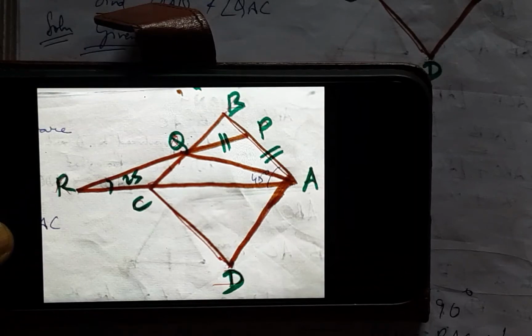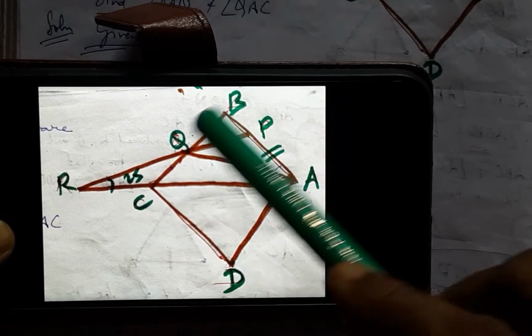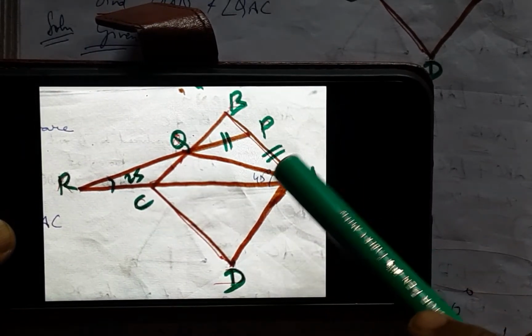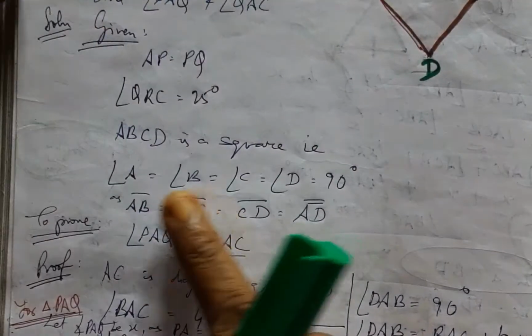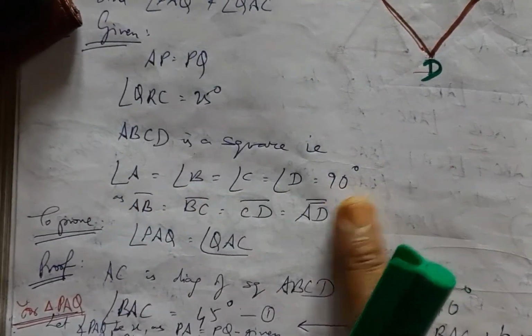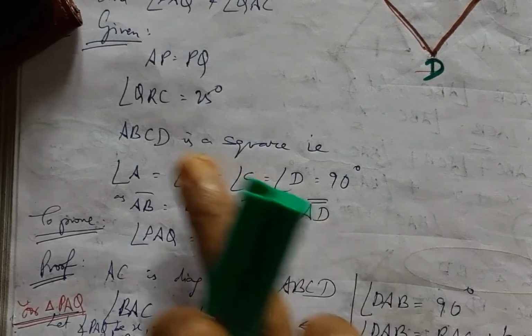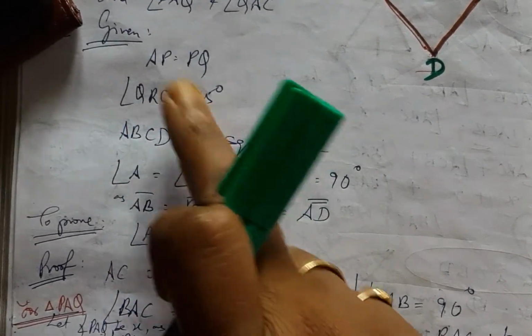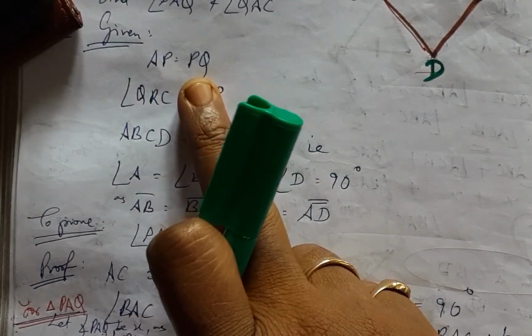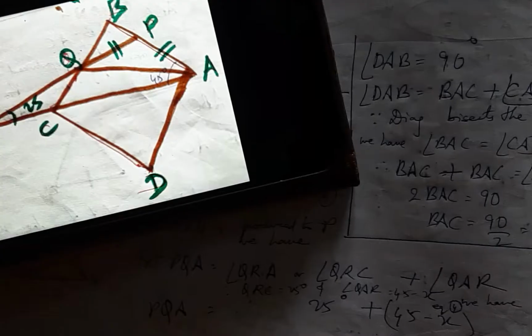Now, since ABCD is a square, all these corner angles are 90 degrees. Therefore, that has been written in the given component, and the sides are also equal. And QRC has been given as 25, and AP equals PQ also stands given.